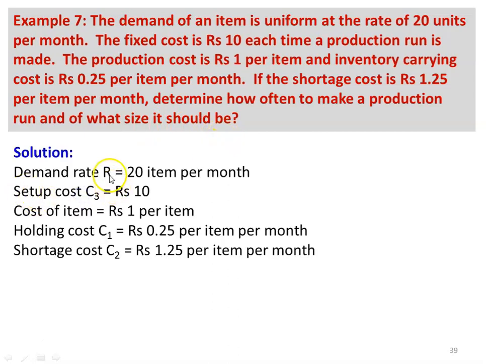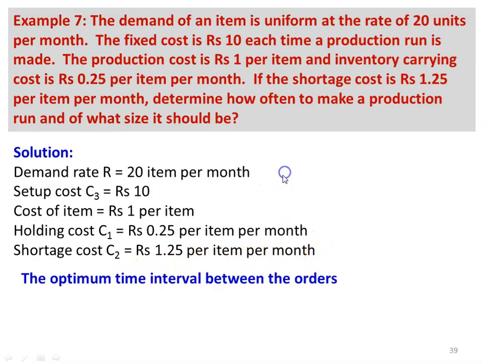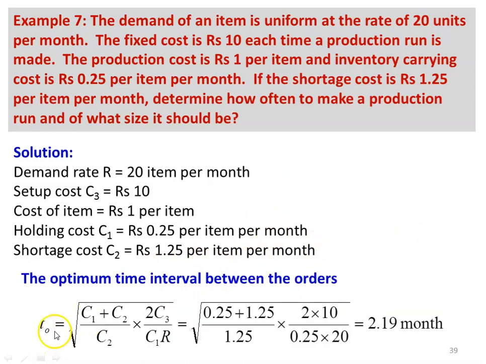And we are given demand rate R equal to 20 units per month, setup cost equal to rupees 10, cost of item rupees 1 per item, holding cost C1 equal to 0.25 per item per month, shortage cost C2 equal to 1.25 per item per month. And the optimum time interval between the orders, TO equal to square root of (C1 plus C2) divided by C2 into 2C3 by C1 into R. So, square root of (0.25 plus 1.25) divided by 1.25 into 2 into 10 divided by 0.25 into 20 equal to 2.19 months. So, optimum time interval between the orders TO equal to 2.19 months.